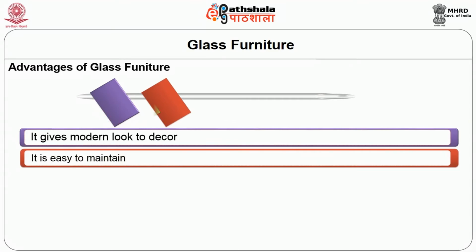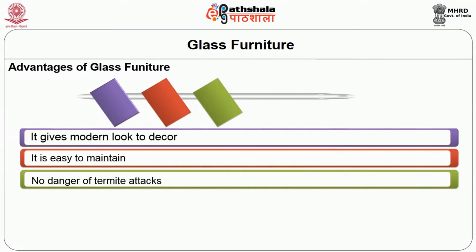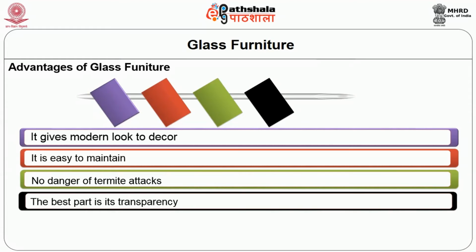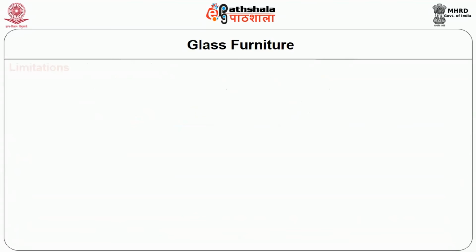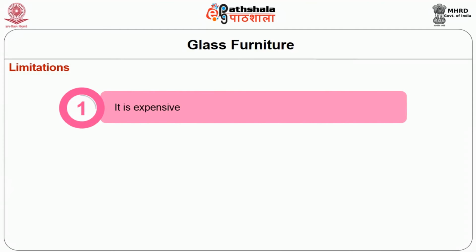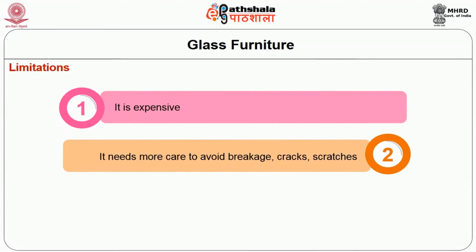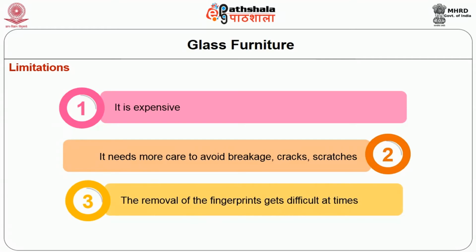Glass is easy to maintain. There is no danger of termite attacks as in wooden furniture. The best part of it is transparent one. Then tempered glass is very strong and this increases the durability of the furniture and requires less maintenance. Glass has few limitations also. They are expensive. Glass needs more care to avoid breakage, cracks, scratches and chipping of the glass. Moreover, the removal of the fingerprints gets difficult sometimes.